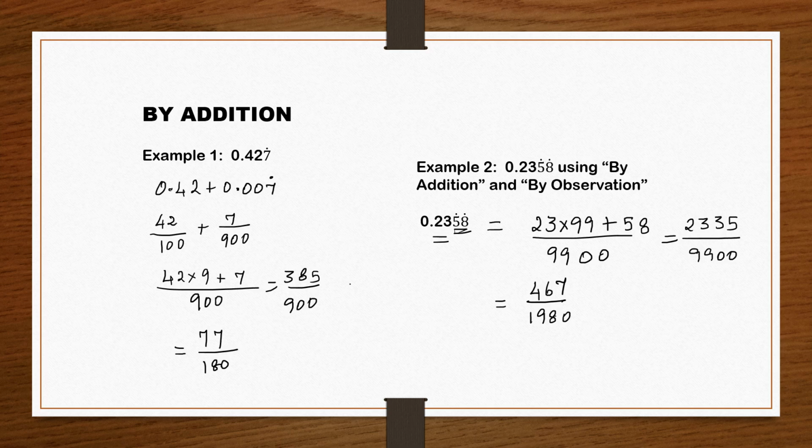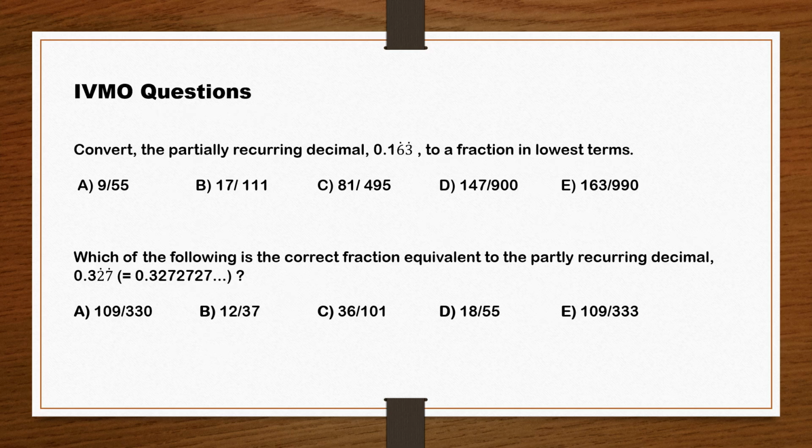By comparing the addition and subtraction methods, subtraction is easier than addition. Conversion of partly recurring decimals to fractions is a very important topic for secondary students. Here are a few questions from IBMO. The first one is converting 0.163 recurring to a fraction in lowest form.